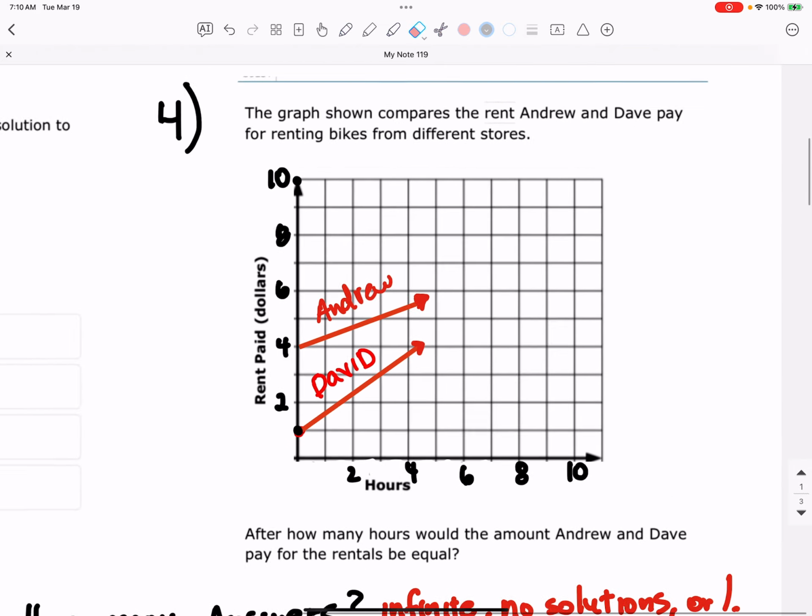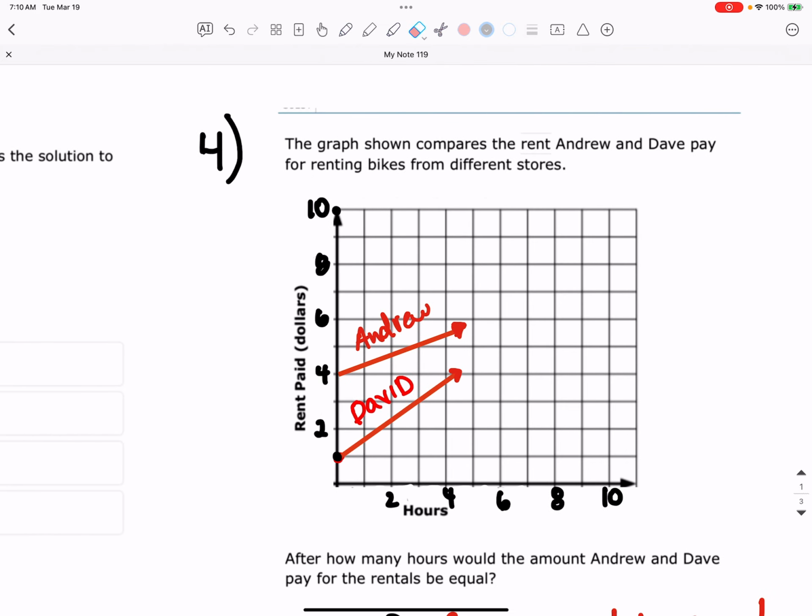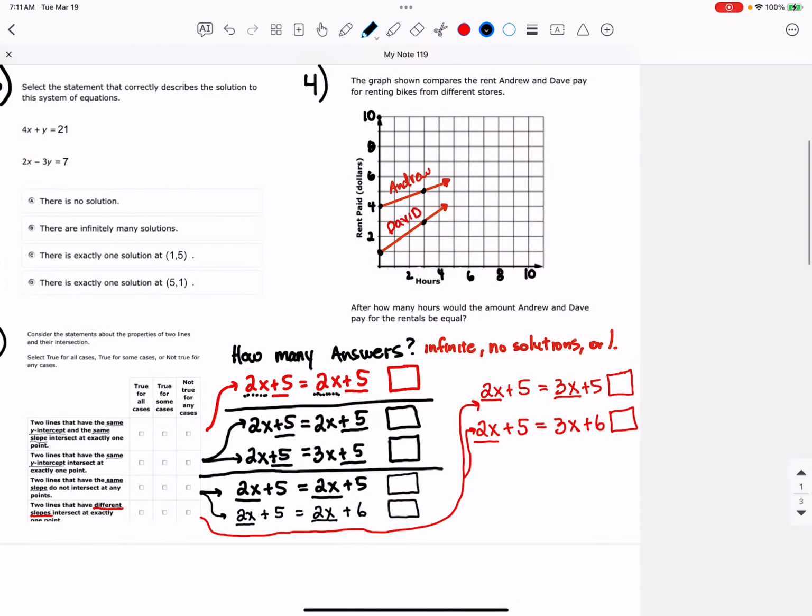Number 4. Here's Andrew's graph, here's David's graph. When are they going to be the same? How can you tell when they're going to run into each other? Well, I know their slopes. If I know their slope, I can continue this line because I look for the corners. I can continue their lines using their slopes, and maybe they run into each other somewhere.